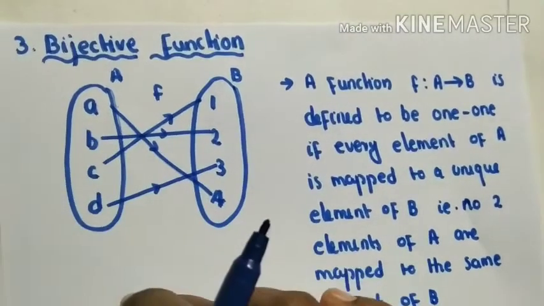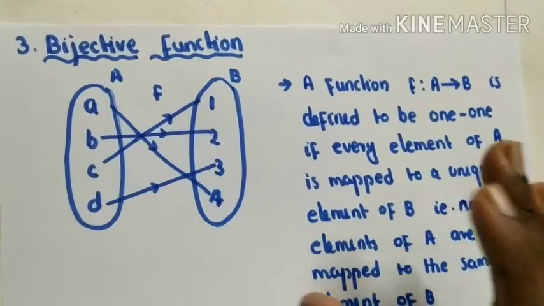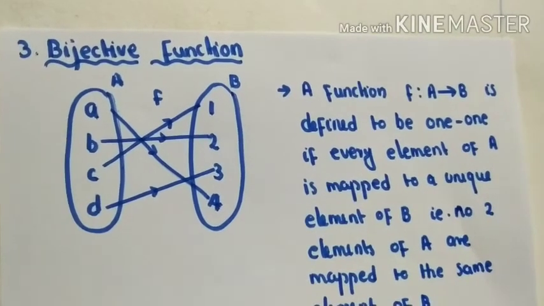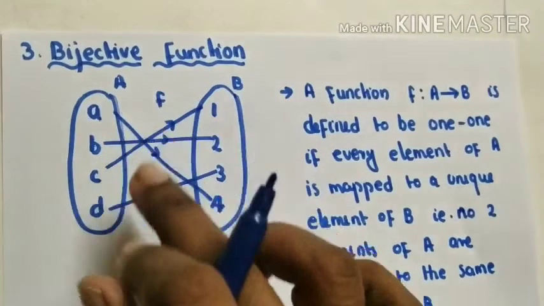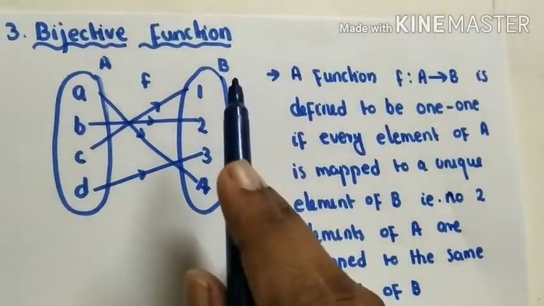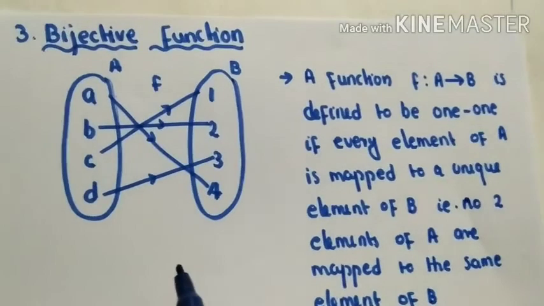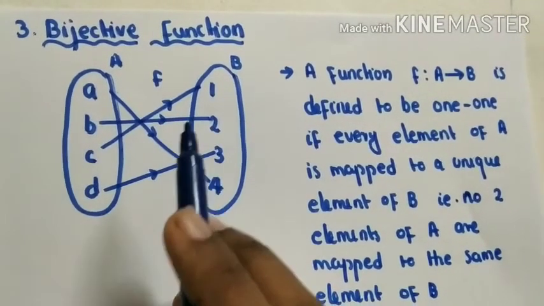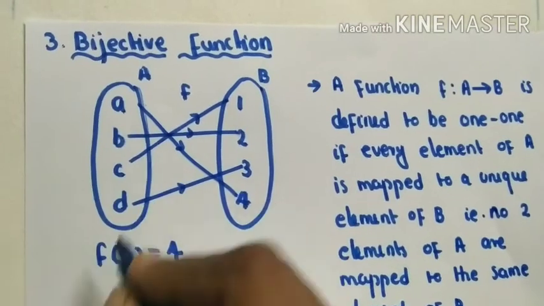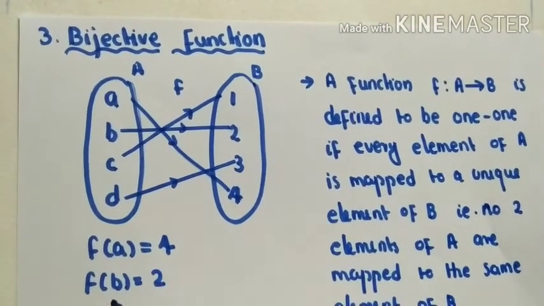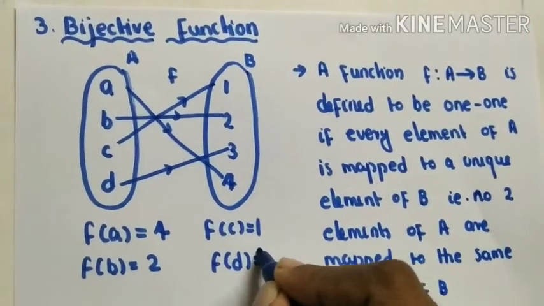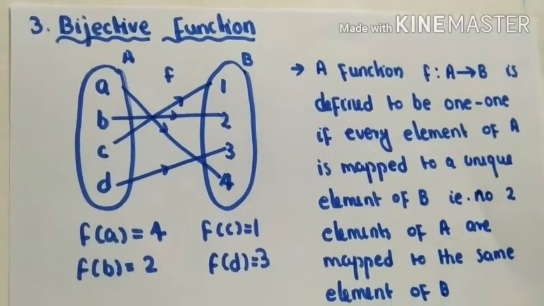The next type is the bijective function. We have learned that a function f from A to B is defined to be 1-1 if every element of A is mapped to a unique element of B. That is, no two elements of A are mapped to the same element of B. Here the function f satisfies this condition: f of a equal to 4, f of b equal to 2, f of c equal to 1, f of d equal to 3. So we can say that this function is 1-1.